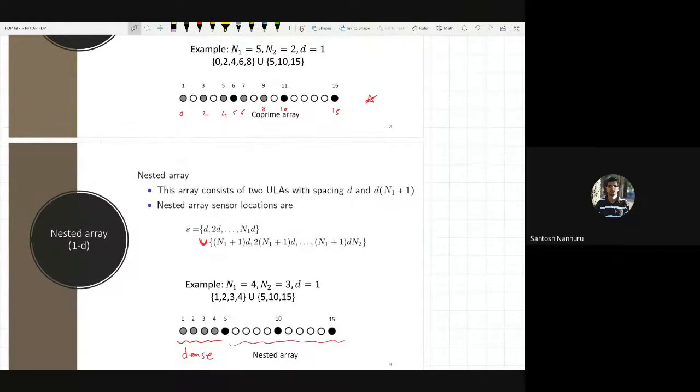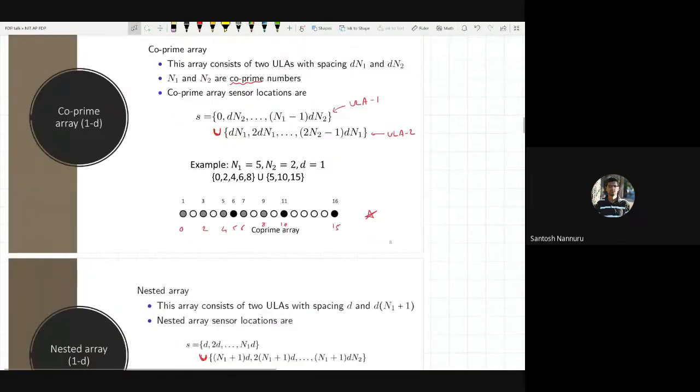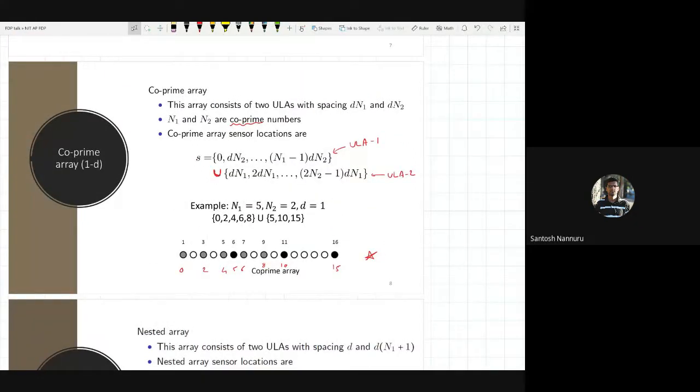So here it's nested, right? Nested in the sense that the dense ULA is nesting between the non-dense ULA, so to say. The complete dense part comes, and then you have large gaps. Whereas coprime is different. It can have different geometry as long as N1 and N2 are coprime. So it is basically merging together of two ULAs with coprime spacing. Spacing between the elements has to be of coprime nature. That's the condition.